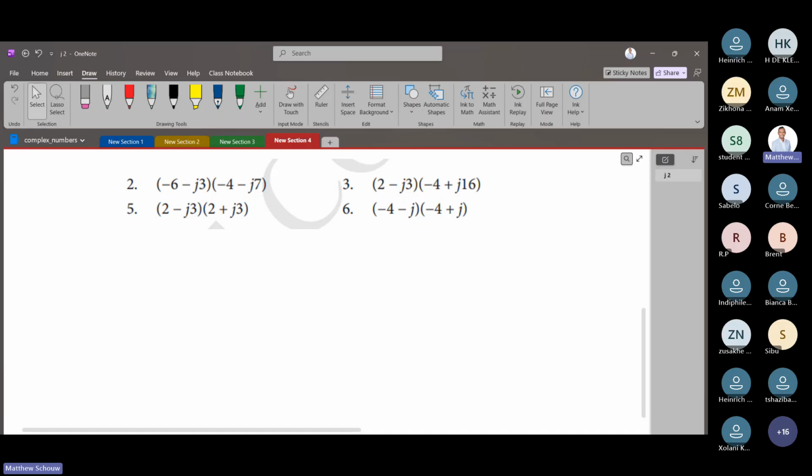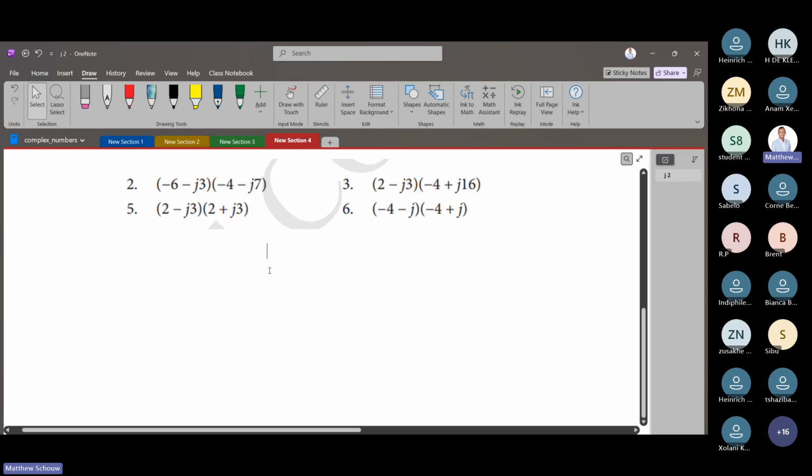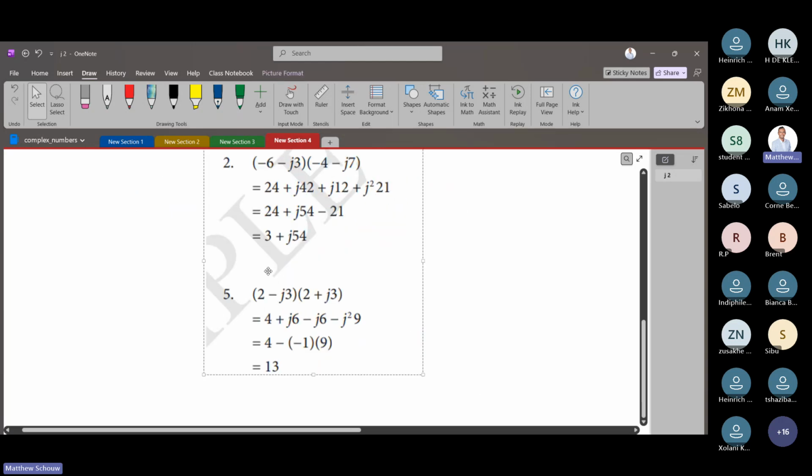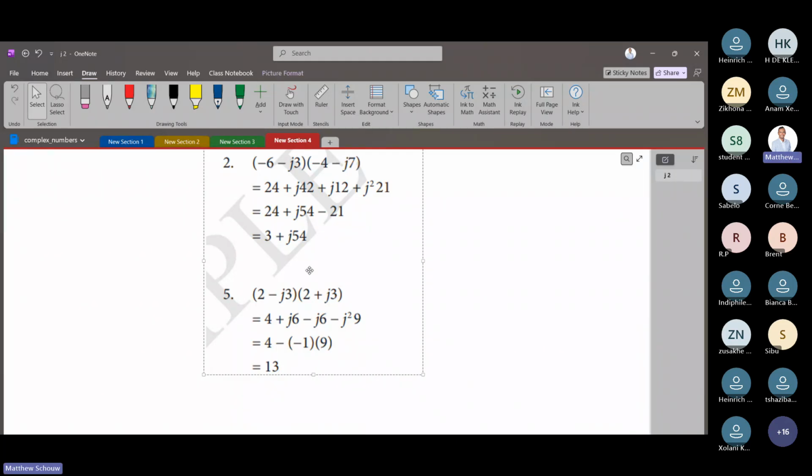Let's see. Where are we? There you go. So your number 2 should be 3 plus J54. I hope you all got that. And then number 5 should be 13. Did we all get that? Yes, sir. I got that.